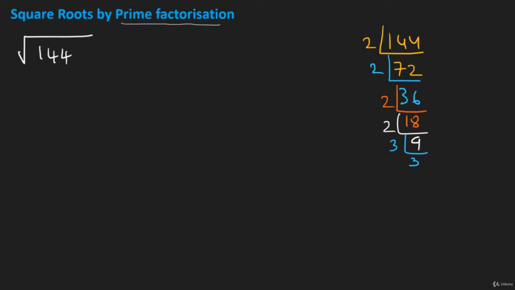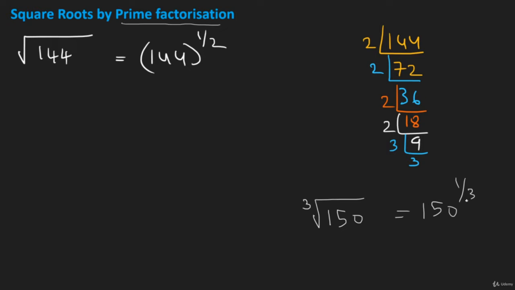I can also write this as 144 to the power 1 by 2, right? Now, if I want to find the cube root of, say, a number 150, this would be equal to 150 to the power 1 by 3. Or if I want to find the fifth root of 782, this is the same as 782 to the power 1 by 5. So this is just a quick side note.